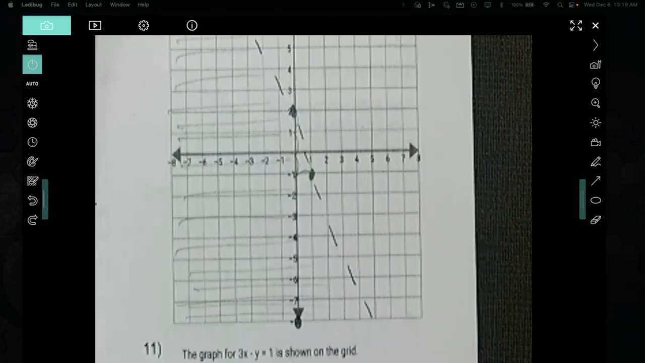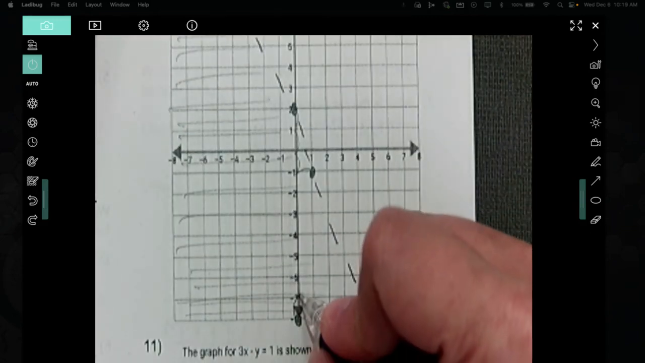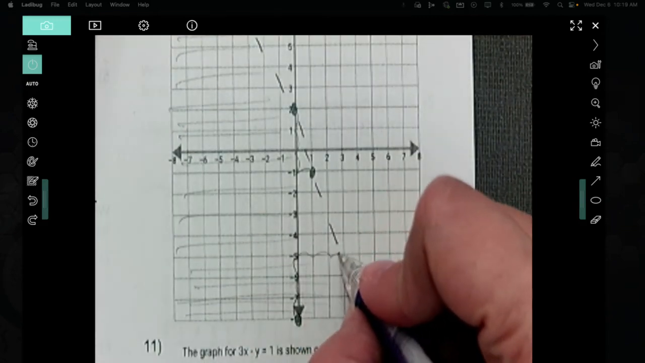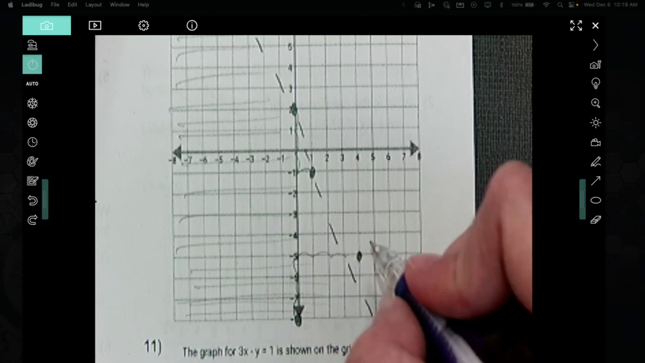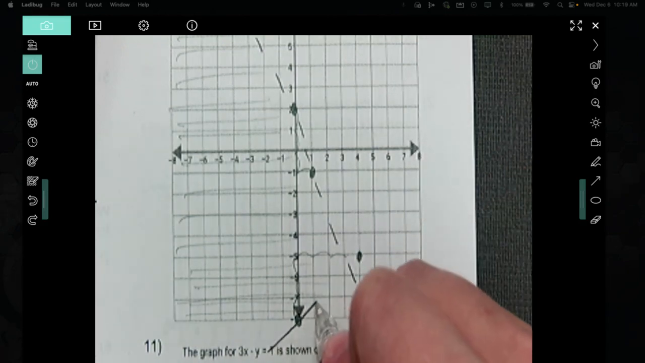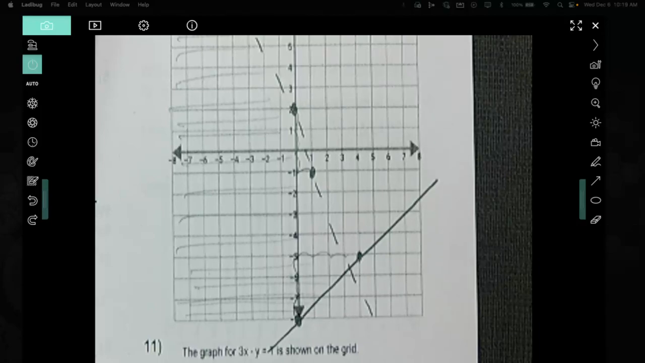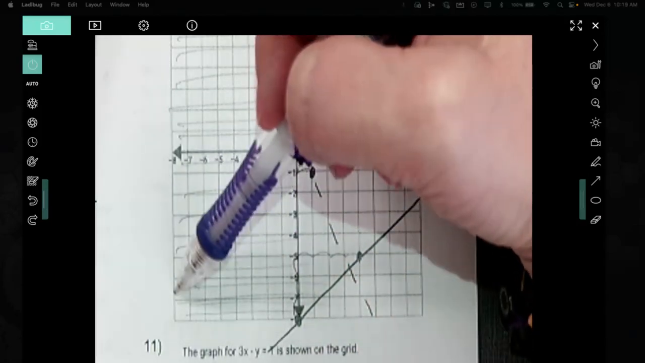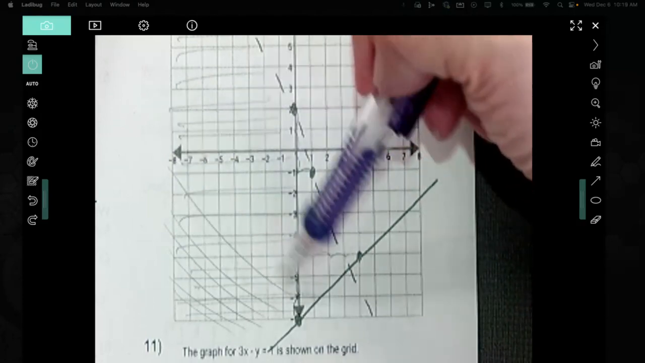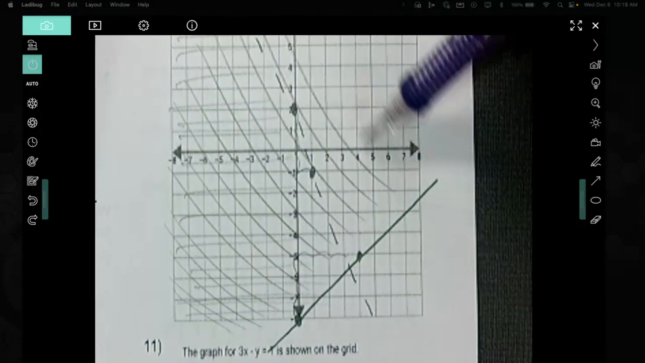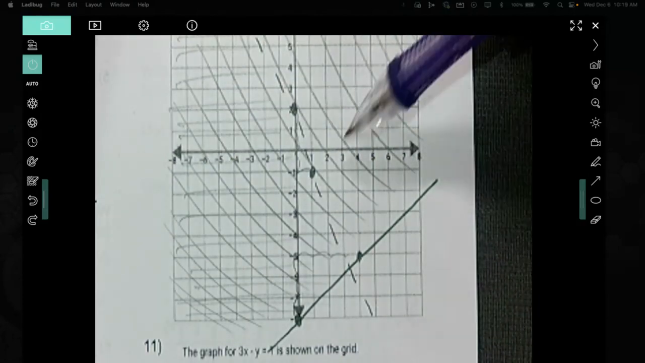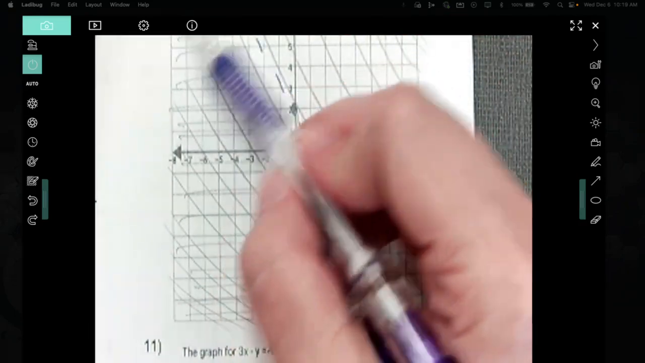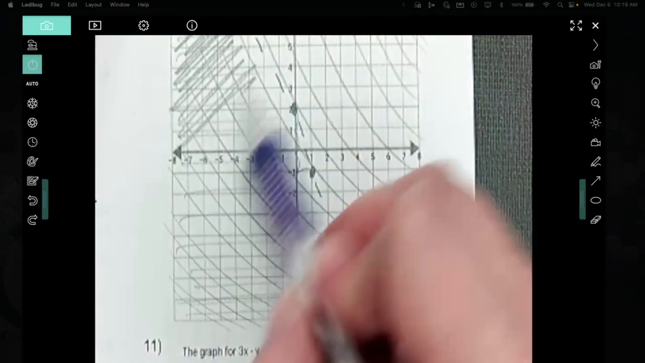Rise 3, run 4. 1, 2, 3, 1, 2, 3, 4. It is positive, so my line is going to go up. Here's my solid, and I need to shade above the -8, so that means I'm going this way. No overlapping here. This is my overlap, so this is where my solution set is.